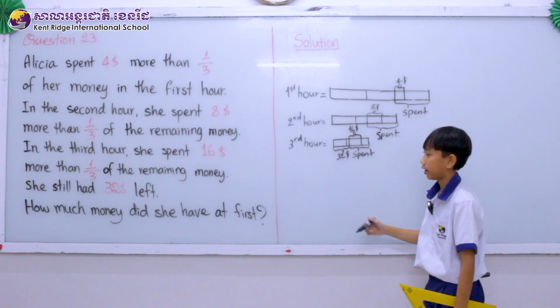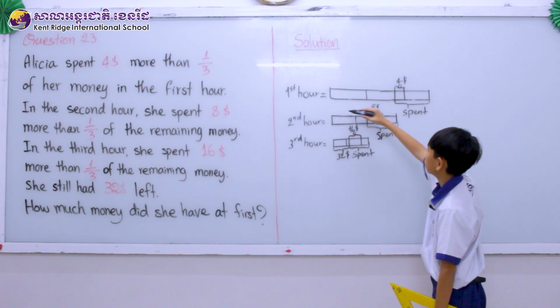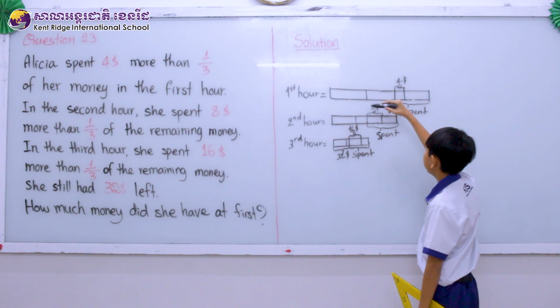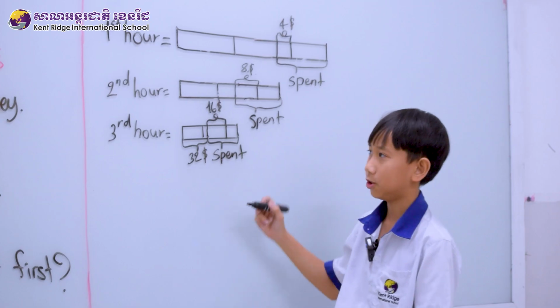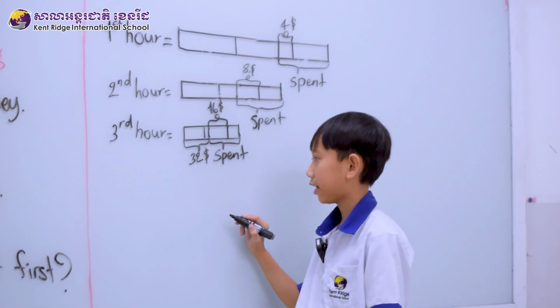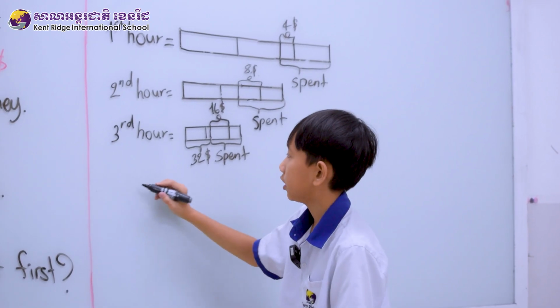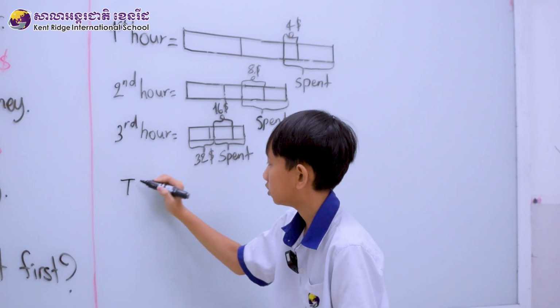So they're trying to find how much money she had at first, which is the whole thing of the first hour. In order to find how much money she had at first, we have to find the money she had in the third hour.